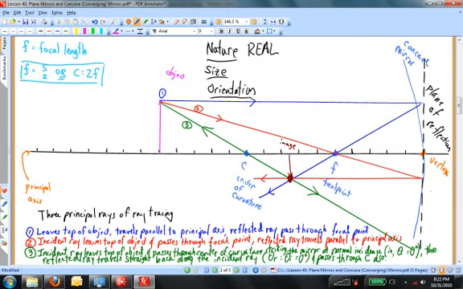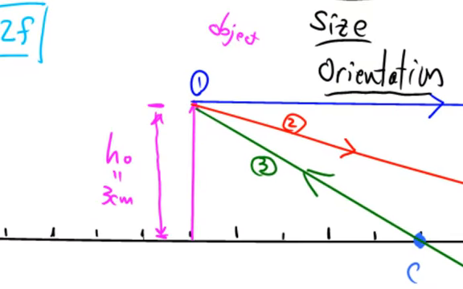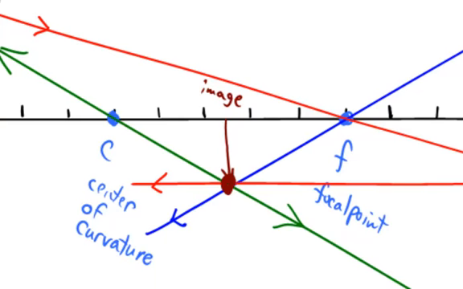So I could take a ruler and actually physically measure the height of the object. In this case, it's 3 centimeters high. I would call that height HO. Likewise, I'm going to measure the height of the image, and I'm going to call that HI. When I measure that height, I find that this image has a height of 1.5 centimeters. In other words, the tip of the image arrow is 1.5 centimeters from the principal axis.